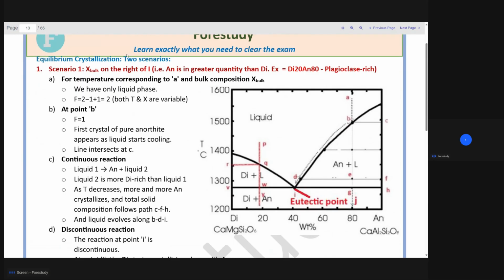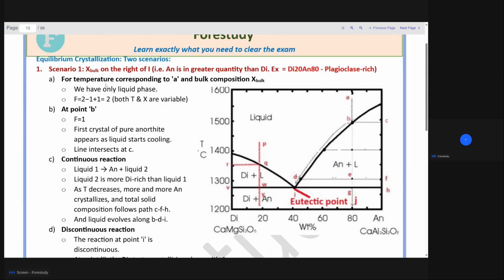Okay, so let's say this is the first scenario where we are taking a bulk composition on the right hand side of the diagram, that means on the liquidus of the anorthite field. Above the liquidus we are taking a bulk composition. So anorthite is greater than diopside here. At composition A is a bulk composition of say diopside 20 and anorthite 80, which is plagioclase rich. It will be plagioclase rich, the bulk composition of the melt.